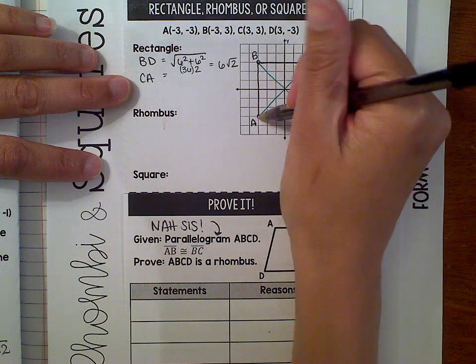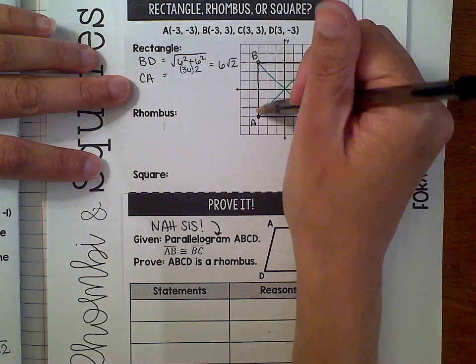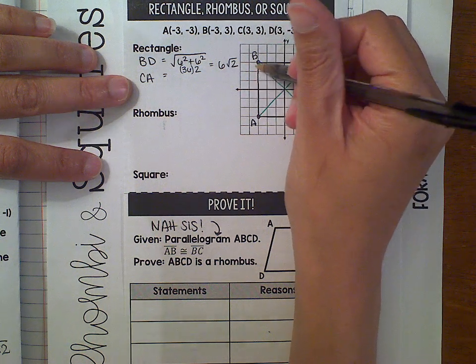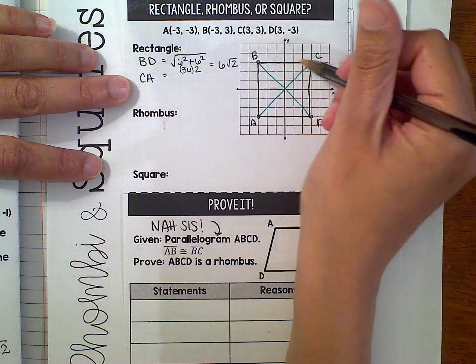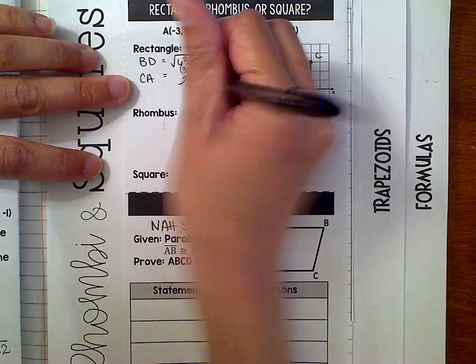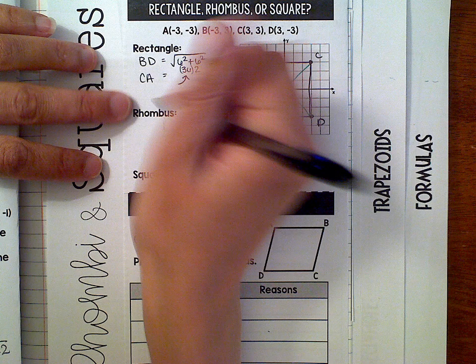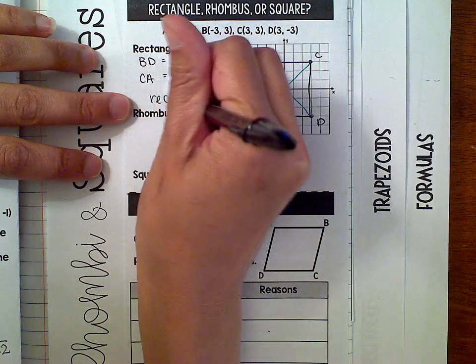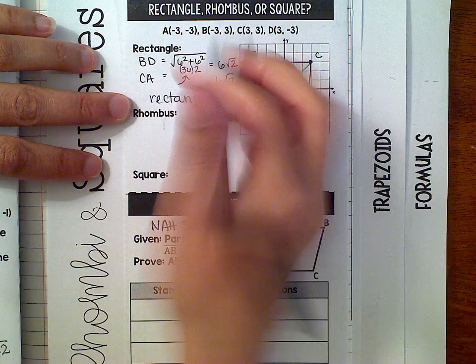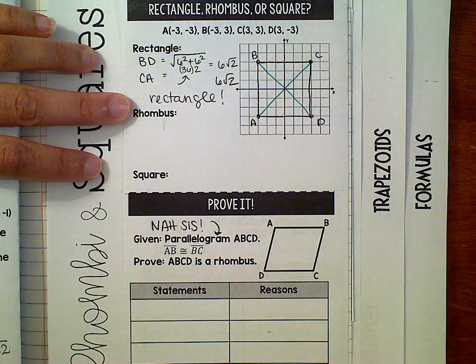And then for CA, counting from A to C, I would go up 1, 2, 3, 4, 5, 6 over 1, 2, 3, 4, 5, 6. So it's the same thing. So 6 root 2. So I know that it's a rectangle because the diagonals are congruent.